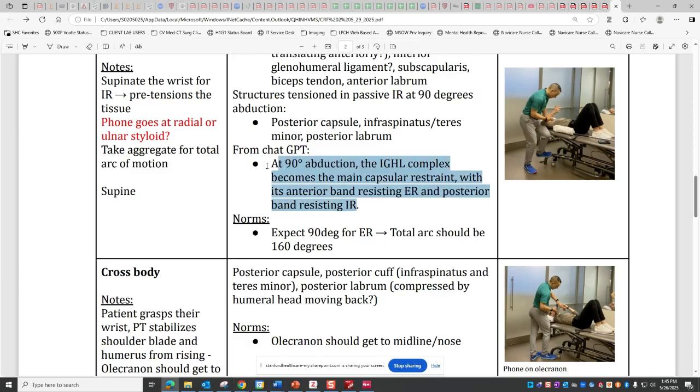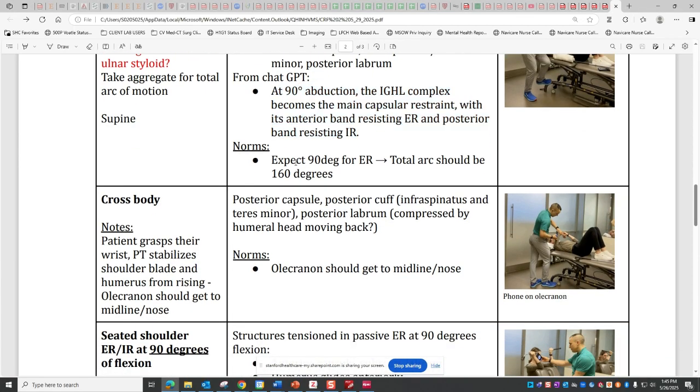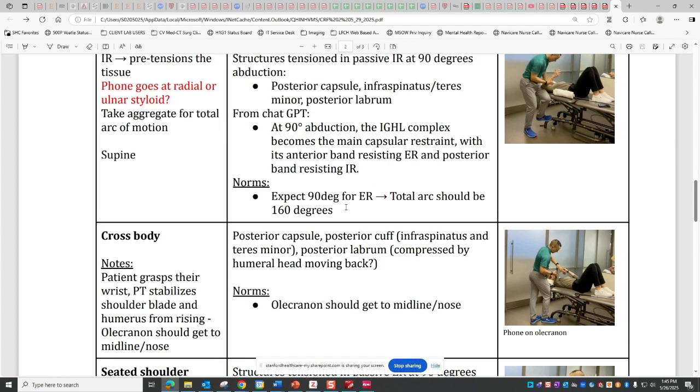Yes, this is accurate. I can confirm that. Expect 90 degrees of external rotation. Total arc should be 160 degrees. That's correct. And then you're comparing it side to side. That is, their total arc should be within, there's a debate, but within 10 degrees would be ideal.